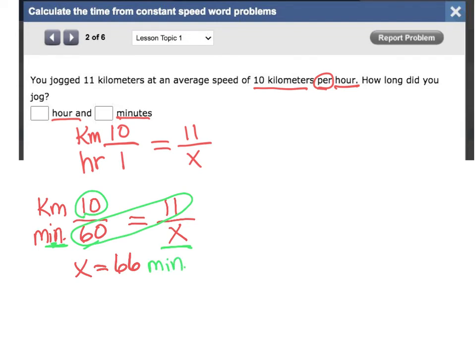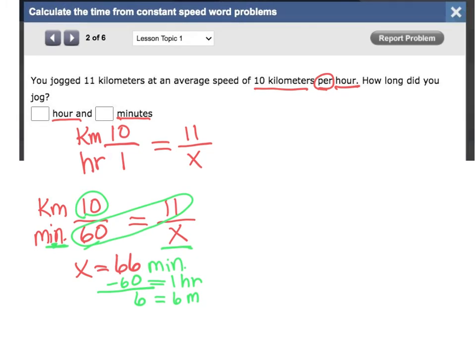But the question up above does not ask for just straight minutes. It's asking for hours and minutes. So I have to figure out how many hours and how many minutes are in 66 minutes. You and I all know that there are 60 minutes in an hour. If I subtract out 60 minutes for 1 hour, I have 6 minutes left. So this 60 minutes is equal to 1 hour, and this leftover 6 is equal to 6 minutes. So my answer up above would be 1 hour and 6 minutes.